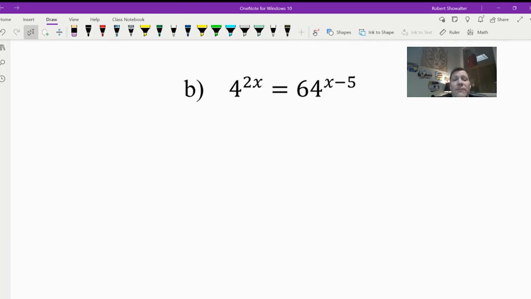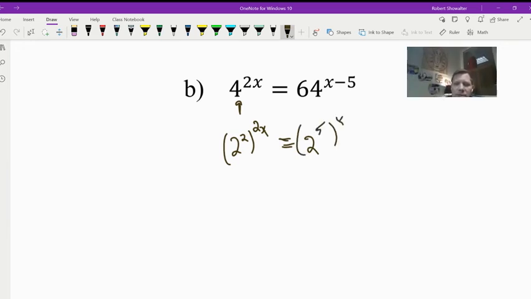Okay, good. So we have 4 to the 2x power. Can we write this in simplest form? Can we reduce that base? Can we rewrite the 4 as a base 2? We can rewrite that as 2 squared to the 2x power equals 64. Can we write that as a power of 2? That is 2, 4, 8, 16, 32, so 2 to the 5th, all to the x minus 5 power.